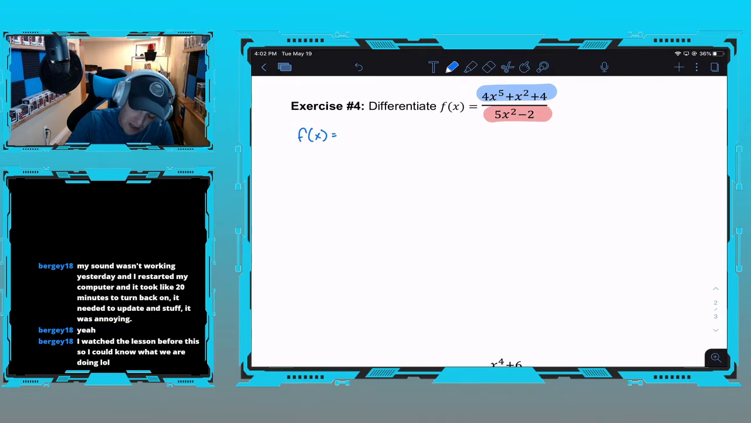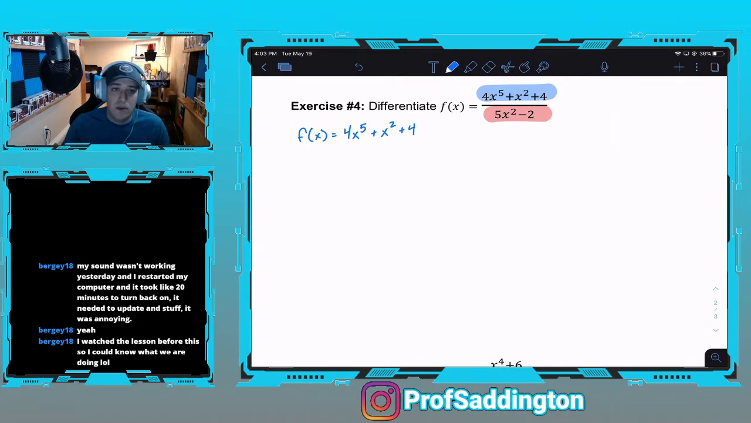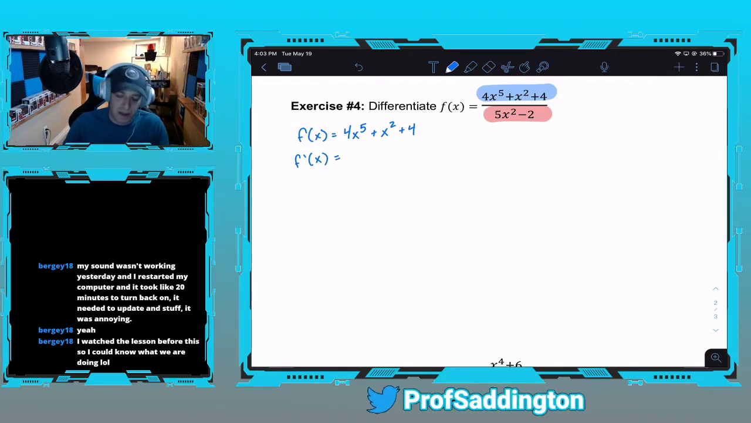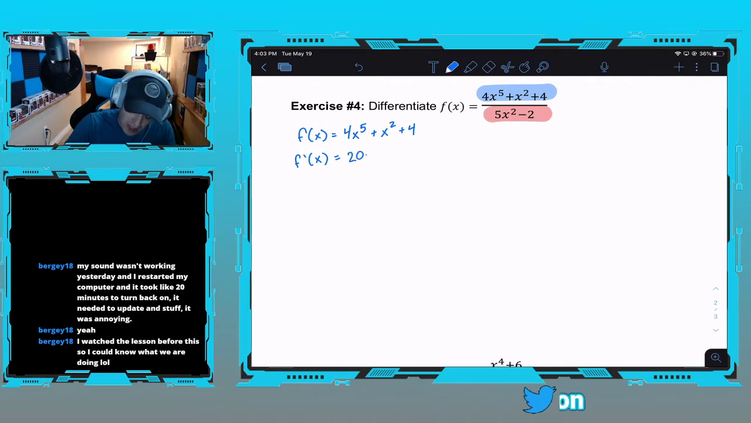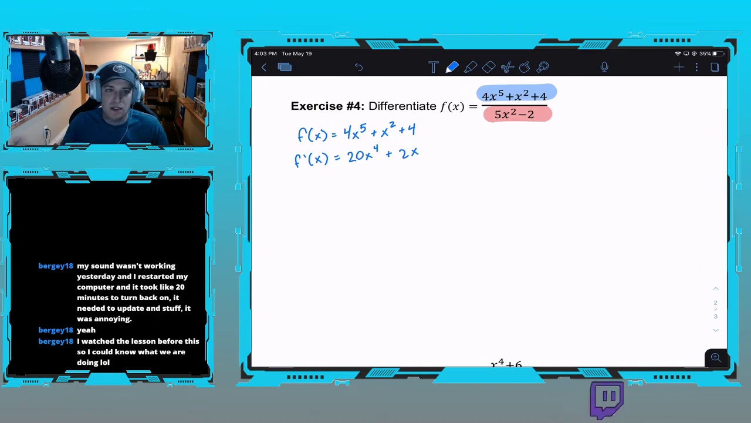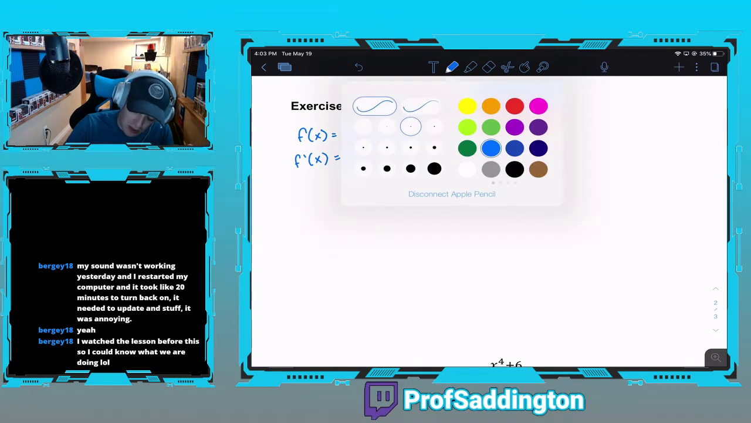So I have f of x is 4x to the 5th plus x squared plus 4. So I need to find the derivative of that, because that's what we're doing today. We're differentiating. So if I find the derivative, which is f prime x, I can bring the 5 out front. That's just going to be 20x to the 4th, since we're subtracting 1 away. I could bring the 2, multiply that out front, and it will just be 2x, and the 4 is going to disappear, because the 4 has x to the 0, so nothing exists when you go to do the derivative.